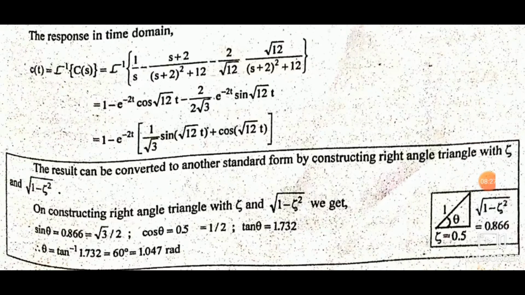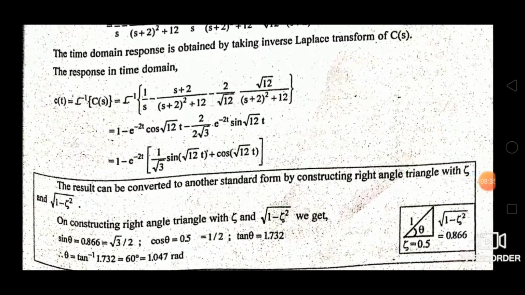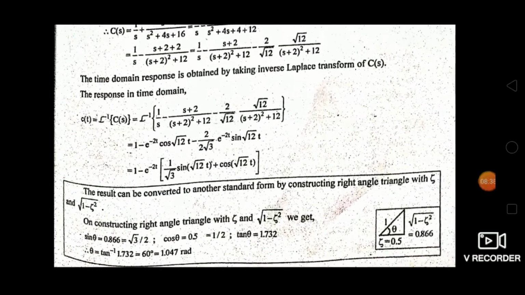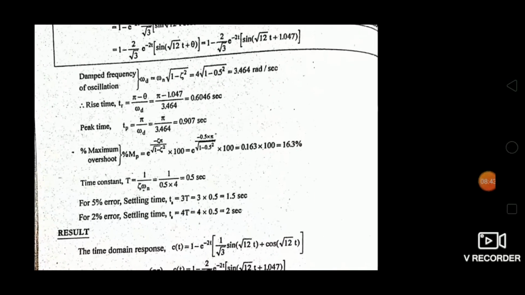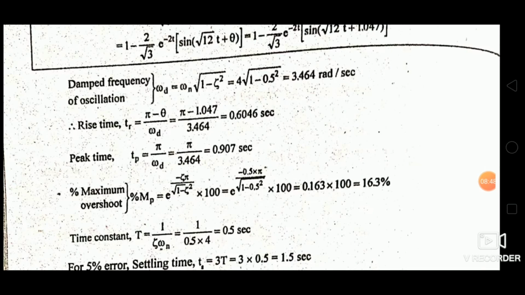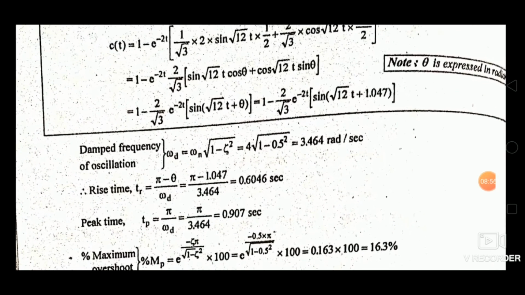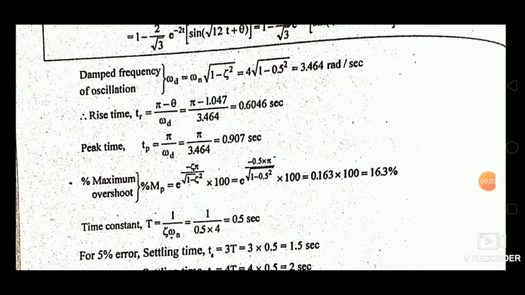Then going to the sin theta. Here the damped frequency omega d is equal to omega n into root of 1 minus zeta square. Already we know the omega n value and the zeta value, so substituting here we will get 3.464 radians per second. Rise time tr is equal to (pi minus theta) by omega d. Pi minus theta value.